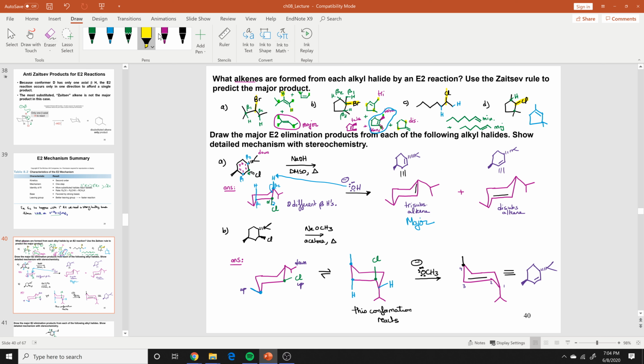It's a disubstituted alkene because this is your alkene, right? So that alkene is basically connected to this carbon and to this carbon. So this is disubstituted. This alkene is connected to 3 carbons over here, so this is going to be tri-substituted. A tri-substituted alkene is major. Same thing, you change this alkyl halide into a chair conformation.